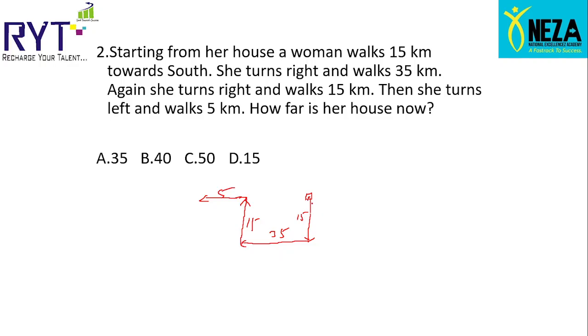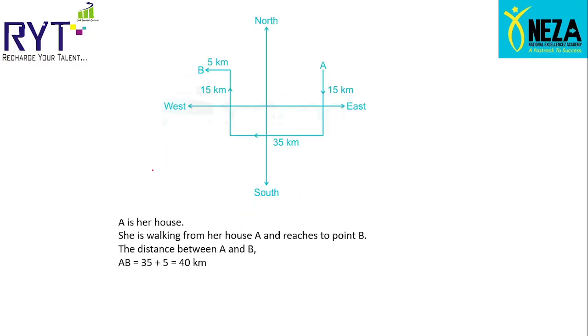This is her house. This distance is 15 and this is 15. It means it is in the same line. So this distance is 35 plus 5. So 40 is the correct answer. This is how it looks. 40 is the correct answer.